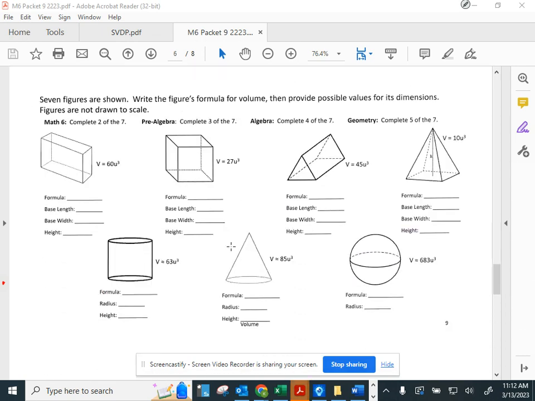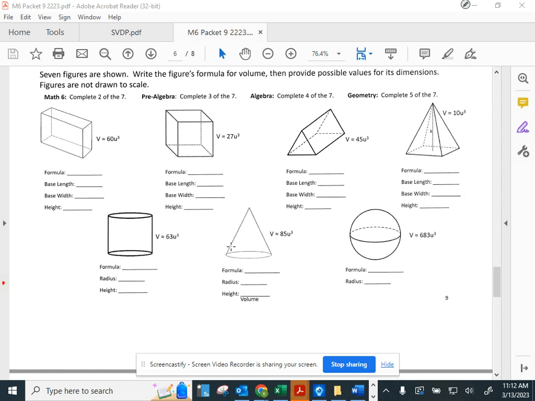I will be giving us our formulas, and Mr. Schultz gave us some numbers to fill in to make some of these a little bit easier. So our formula for our rectangular prism is length times width times height. So write that in. We're going to put our base length as 3 and our height as 20. And we know that the full volume is 60.